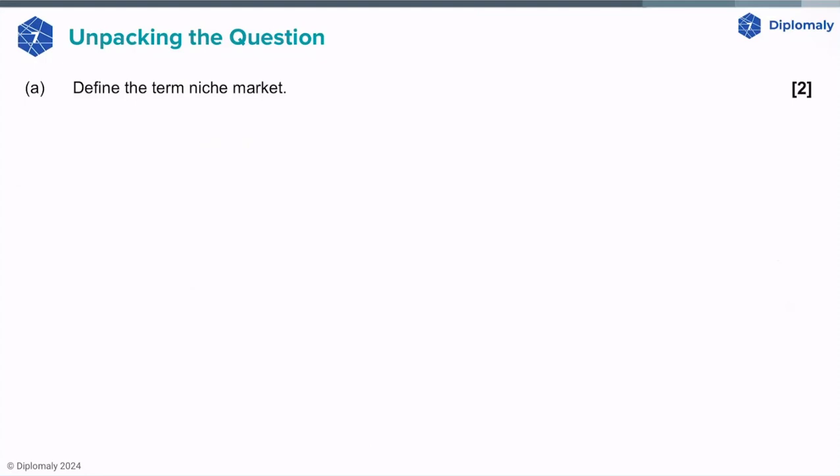In this case, this is a 2-marker standard definition question, which is marked as either 1 mark or 2 marks. And the term that you do need to define here is niche market. So in a question like this, it's a definition question. You do not need to have applications at all.